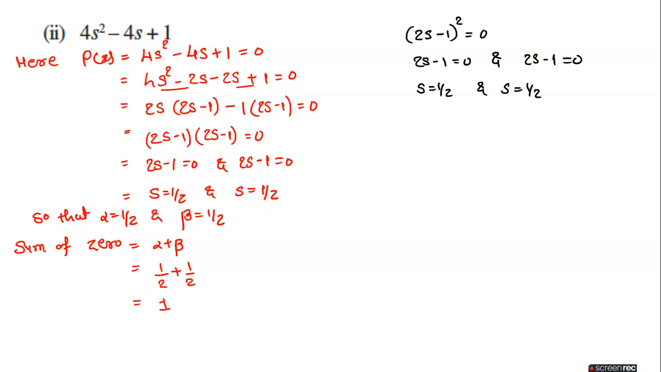Okay. Now product of zeroes, alpha into beta, which you can say. So if you multiply this 1 by 2 into 1 by 2, then 1 by 2 into 1 by 2 is equal to 1 by 4. That is at the very bottom side. Maybe can you see, I have written 1 by 4.